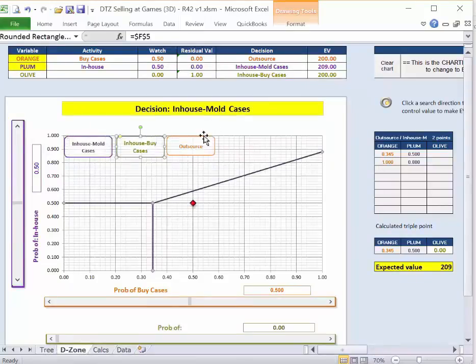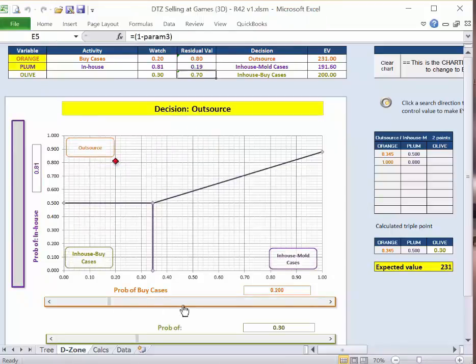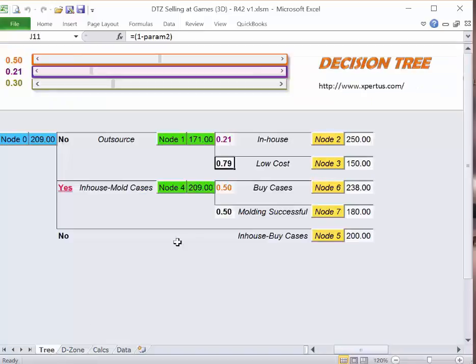This zone is mold cases. So we'll place it down here. Outsource is this zone. And this will be buy cases. Let's see. As you can see, we can now traverse the distances and see that we have the correct zones assigned. Once again, we want to emphasize the zone mapping technique is very reliable. However, you must build your model correctly so that there are no discontinuities.